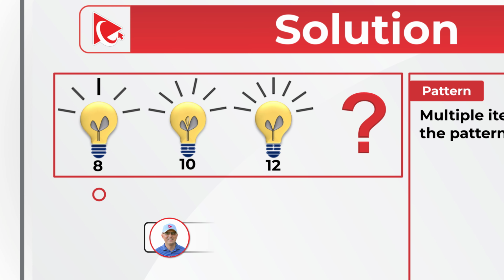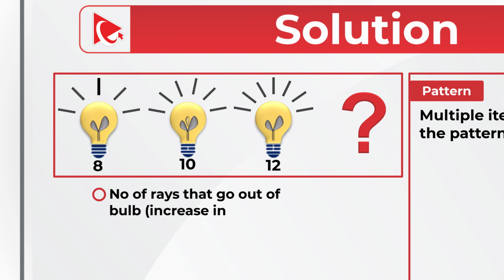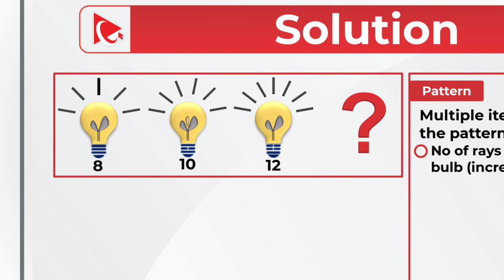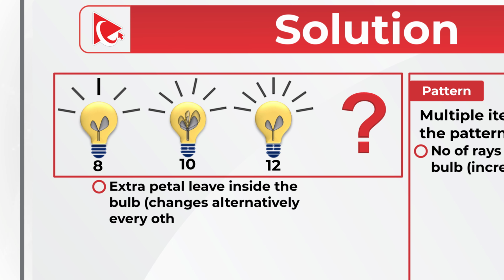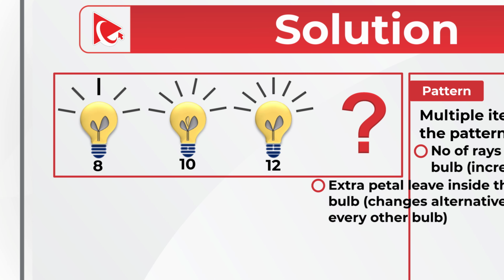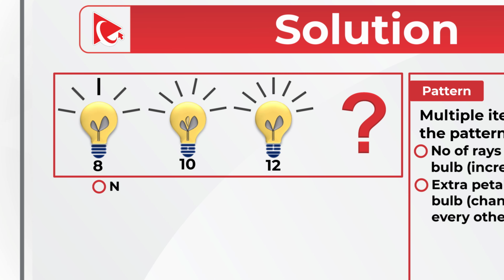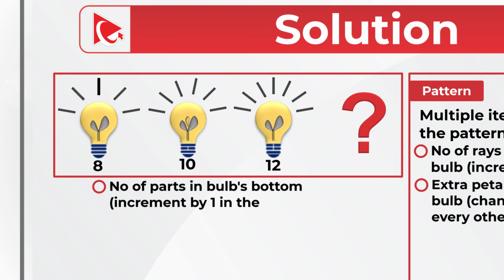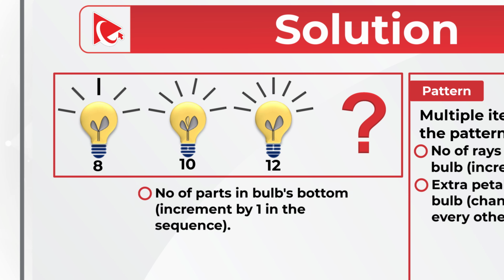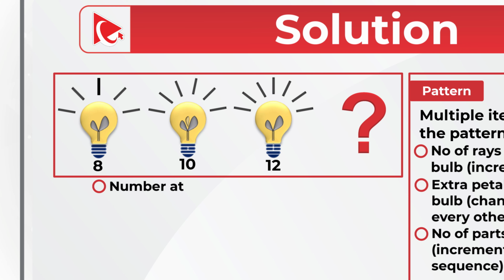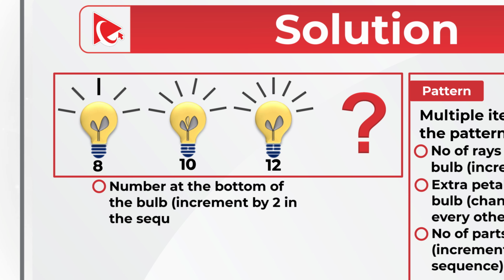Number of rays that go out of the bulb increases incrementally. Extra petal leaf inside the bulb changes alternatively with every other bulb. The third pattern is that the number of parts in the bulb's bottom increments by 1 in the sequence. And then the fourth pattern is that the number at the bottom of the bulb increments by 2 in the sequence.